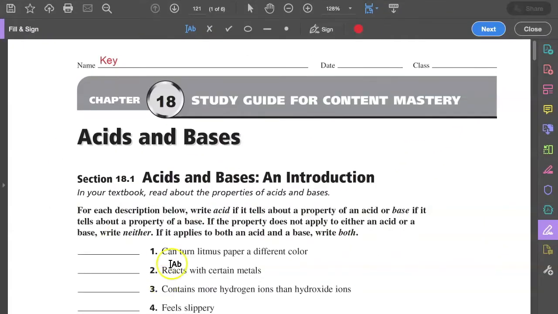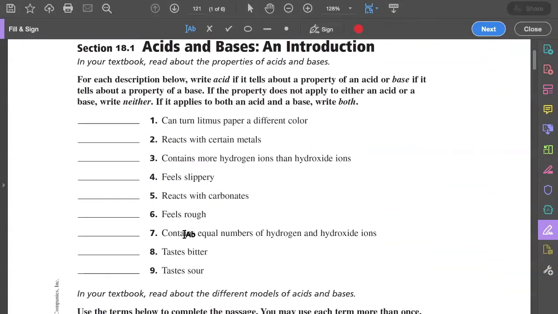Okay, for this first section we are describing whether it's an acid or a base. If the property is for an acid, we write acid. If it's for a base, we write base. If it's for both, we write both. All right, what can turn litmus paper a different color? Is that acid or base or both? That is both, correct. Both can turn litmus paper a different color.